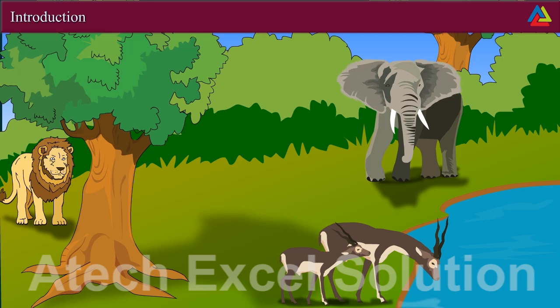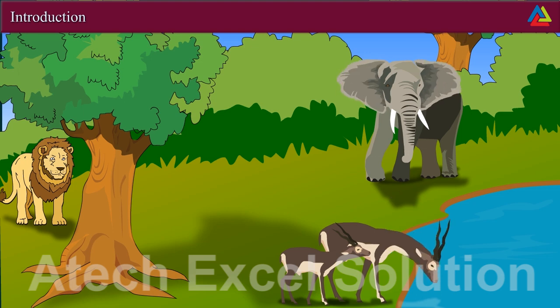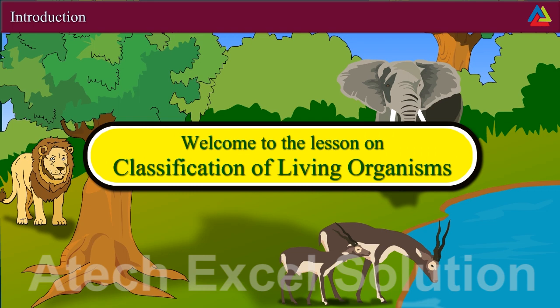In our environment, we see diverse life forms. We see plants, animals, microorganisms, and much more. They are different groups and have different characteristics. This variety of life forms in a region forms the biodiversity. Welcome to the lesson on classification of living organisms.